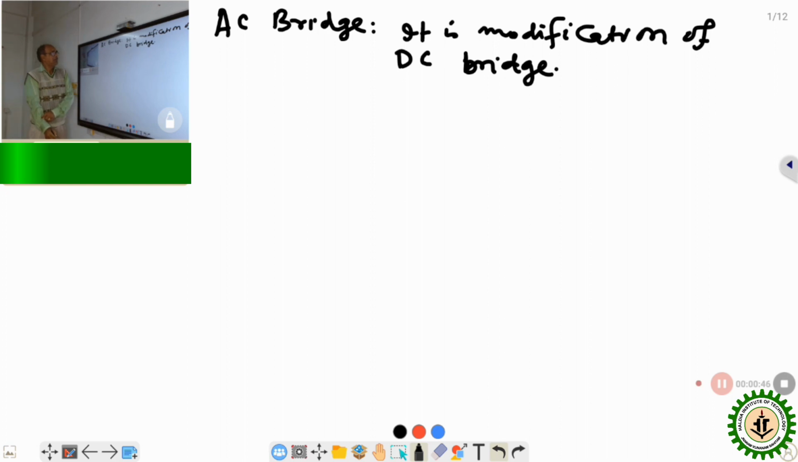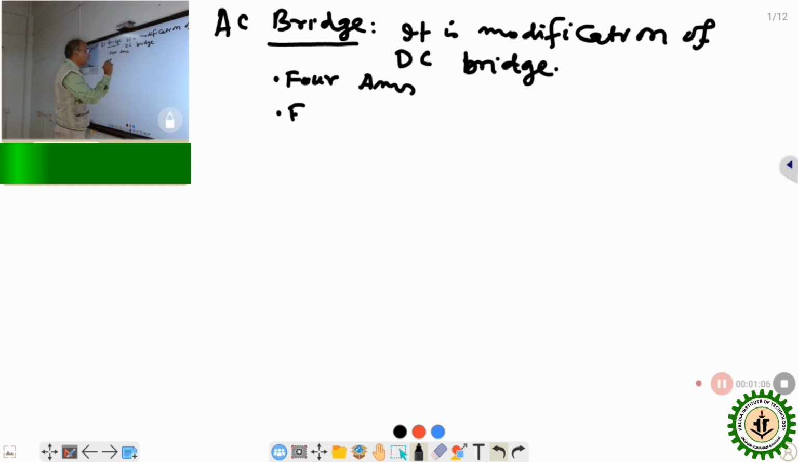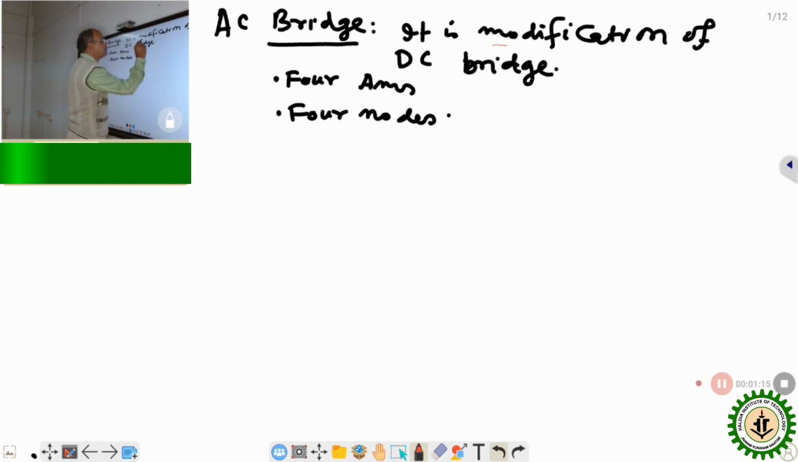Okay. Now you see, it is a bridge. I am telling that this is a bridge. It is not a civil bridge, it is an electrical bridge. So it consists of 4 arms and 4 nodes. Okay. Now you see, this is a modification of DC bridge.